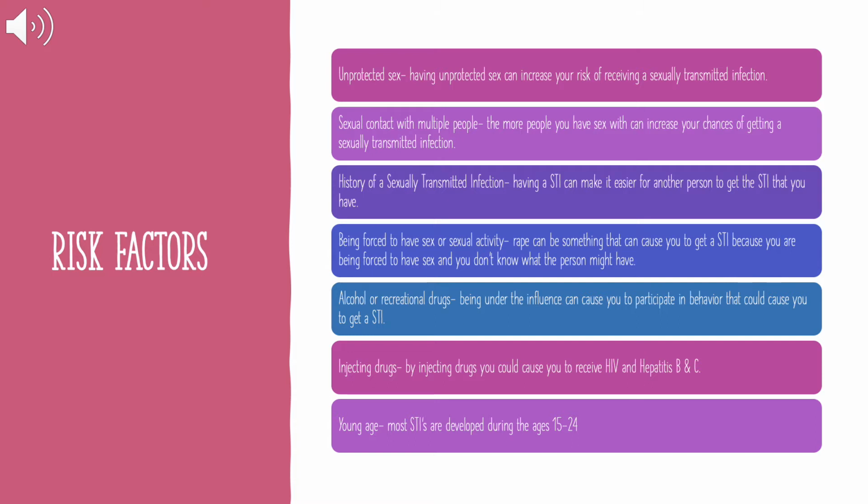Your history is a big part of it, because if you have an STI, it can make it easier for someone to get that STI that you have. You never want to be in this situation, but being forced to have sex or being forced to do any type of sexual activity, rape, can cause you to get an STI, because you're being forced to have sex and you don't know what the person has, or they're just doing it to give it to you, or something like that.